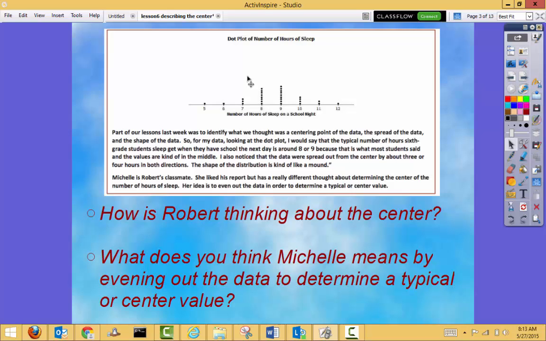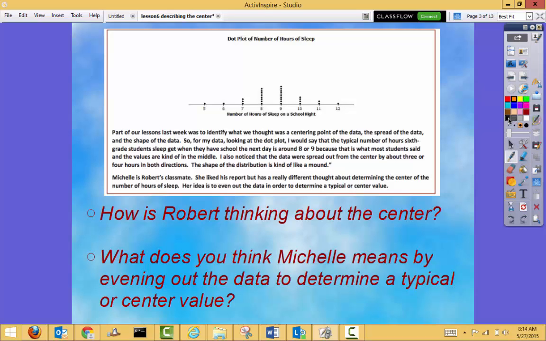Part of our lessons last week was to identify what we thought was a centering point of the data, the spread of the data, and the shape of the data. So for my data, looking at the dot plot, I'd say that the typical number of hours 6th graders sleep when they have school the next day is around 8 or 9, because that is what most students said, and the values are kind of in the middle. I also noticed that the data were spread out from the center by about 3 or 4 hours in both directions. The shape of the distribution is kind of like a mound.